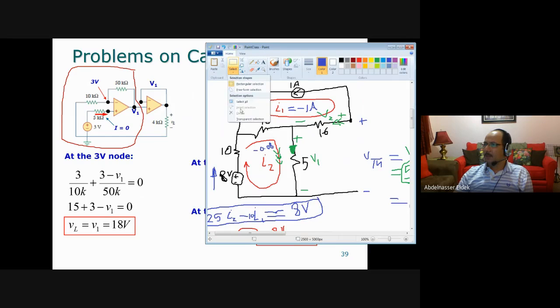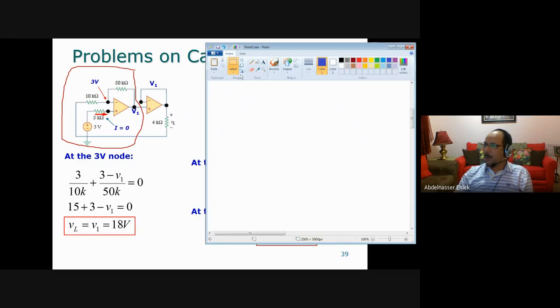Let's delete all this first. We know that for the non-inverting amplifier, you have the source here, V input, and you have a resistor connected to the ground, and another one connected to the output. This is a non-inverting amplifier. But here we have a resistor in the middle, and then we have this 3 volt. This one is 3 volt. And we have this 10K and 50K.